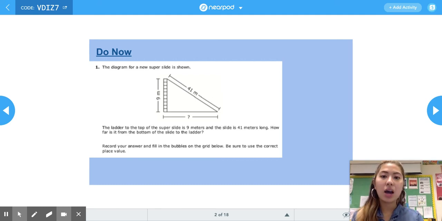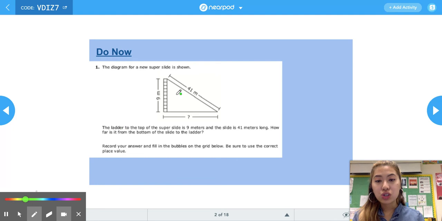Welcome to today's math lesson on finding the surface area of triangular prisms. Our do now is this question that reads, the diagram for a new superslide is shown. It's a right triangle. We're given the length of the hypotenuse and the length of one of the legs. The ladder to the top of the superslide is 9 meters and the slide is 41 meters long. How far is it from the bottom of the slide to the ladder?